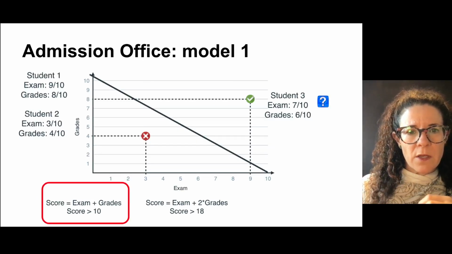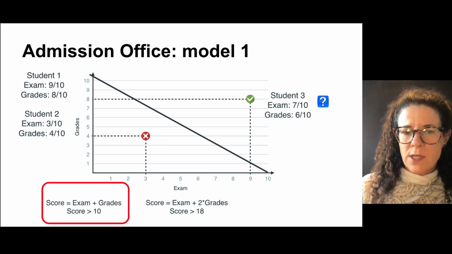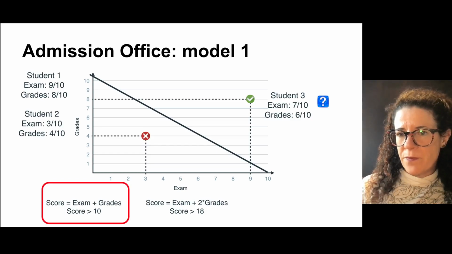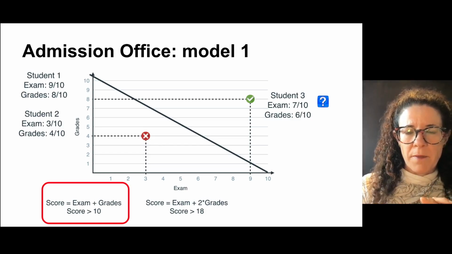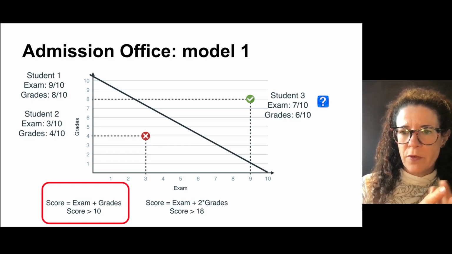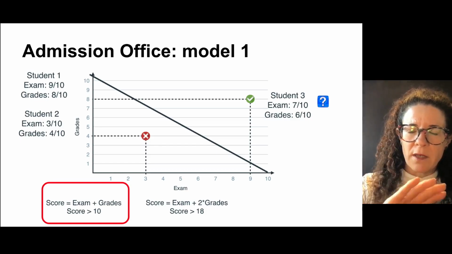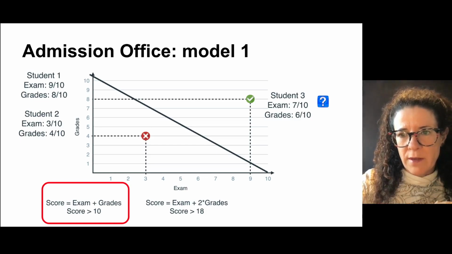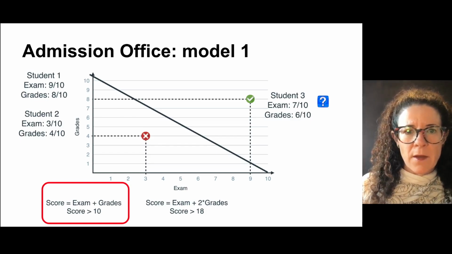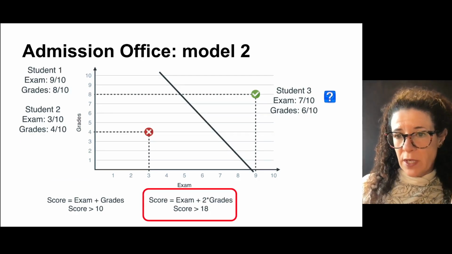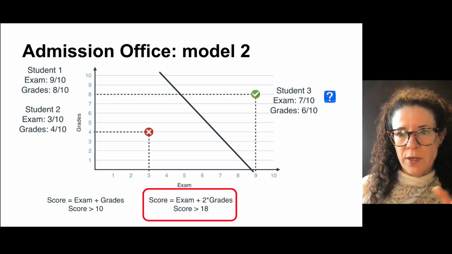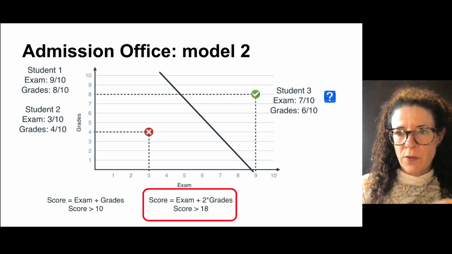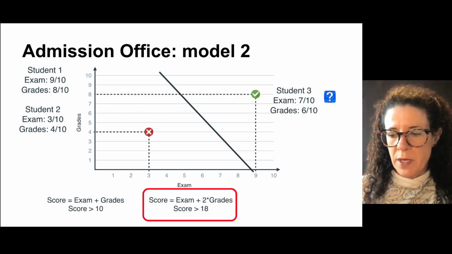So in the first case, we have a line that divides the students: students on top of that line will be admitted, and underneath that line will not be admitted. In the second case, we will have a different line that will also decide whether a student will be admitted. Students below the line will not be admitted, students above the line will be admitted.